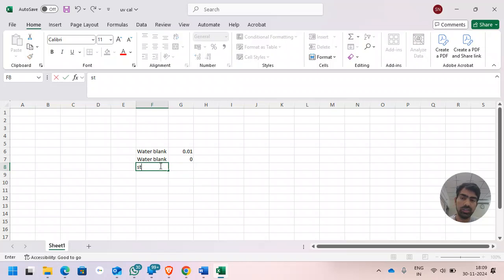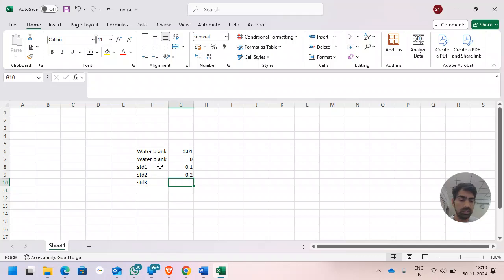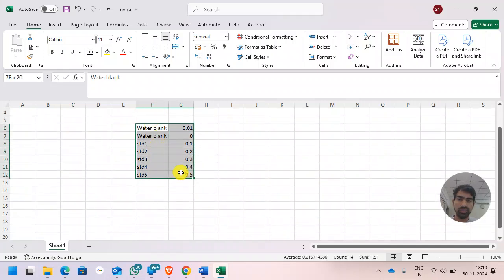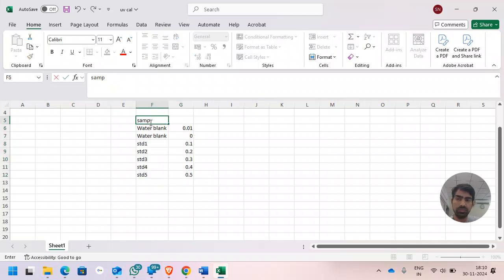Okay, then you run standard 1, that may give 0.1. For example, I'm saying how the instrument works. Standard 2 gives some value like 0.2. Standard 3 gives some value 0.3. Then standard 4, 0.4. Standard 5, 0.5. You got some absorbance. Okay, we write this in another manner. We take the same thing. This is the sample, this is the ABS absorbance.